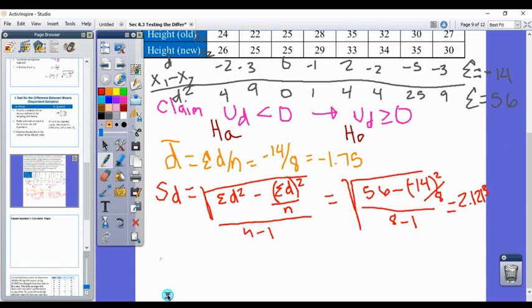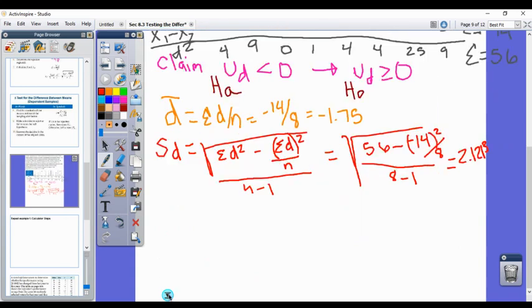Now that I have all of that, I am going to find my test statistic. But actually, before I do that, let me find my critical value because I haven't done that yet. And I should have done it. In this case, we've got a left-tailed test.